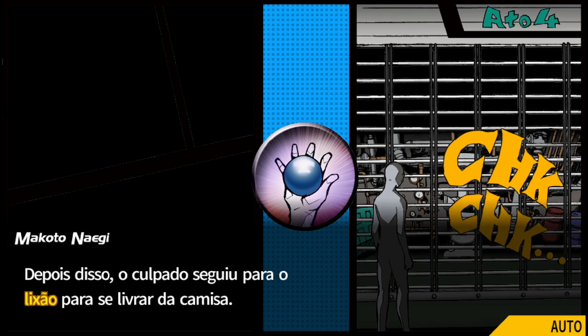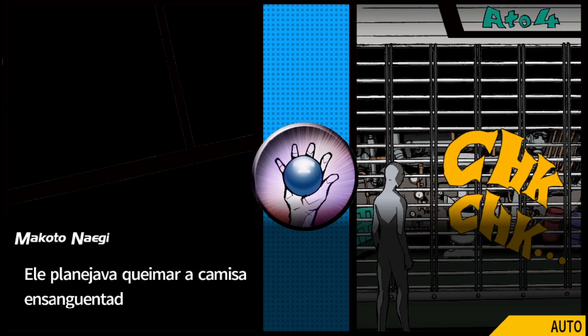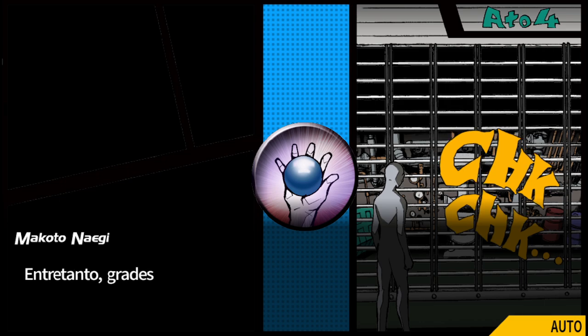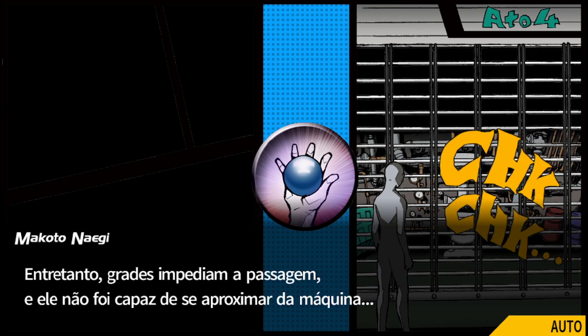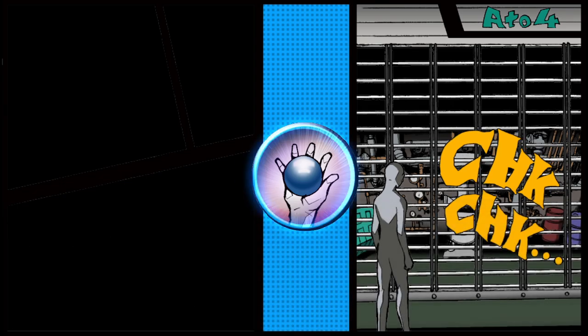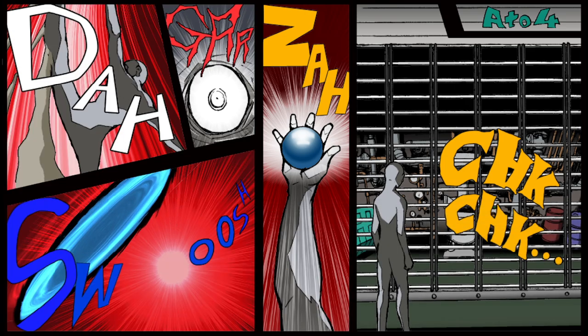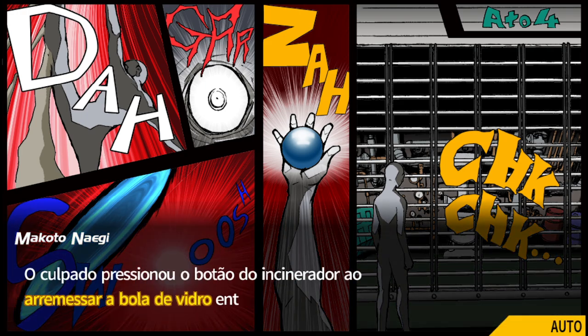Afterwards, the killer headed to the trash room to destroy their bloody shirt. They tried to burn the shirt using the incinerator there. But the trash room was blocked off by an especially sturdy gate, preventing access to the incinerator. So they came up with a plan to use Hiro's crystal ball, which he'd left in the laundry room. The killer managed to throw the ball through the gap in the gate and hit the incinerator switch.